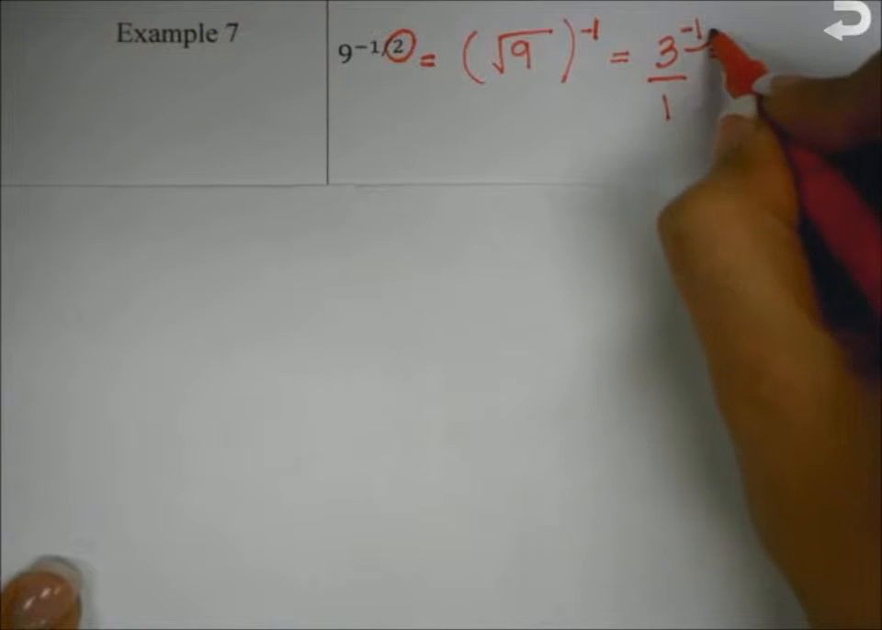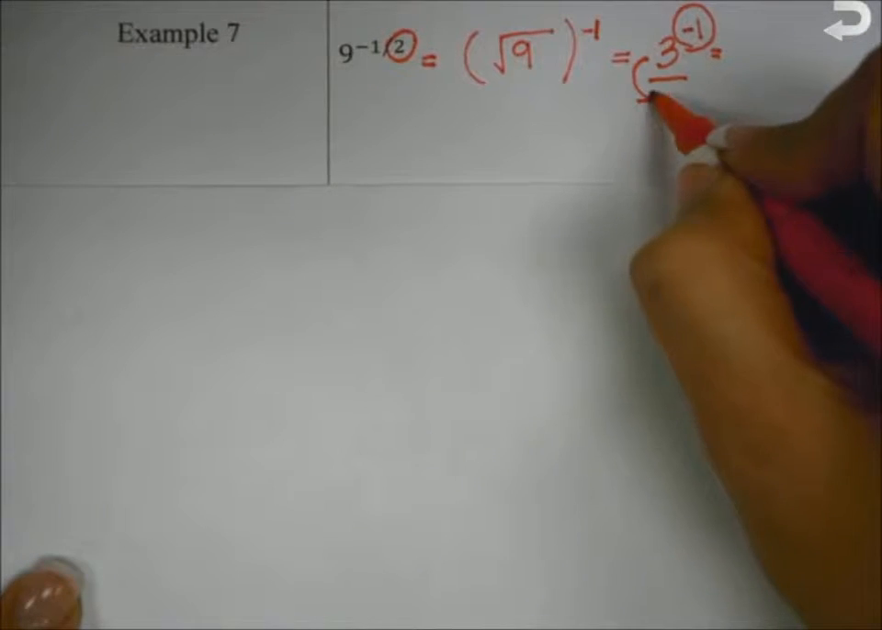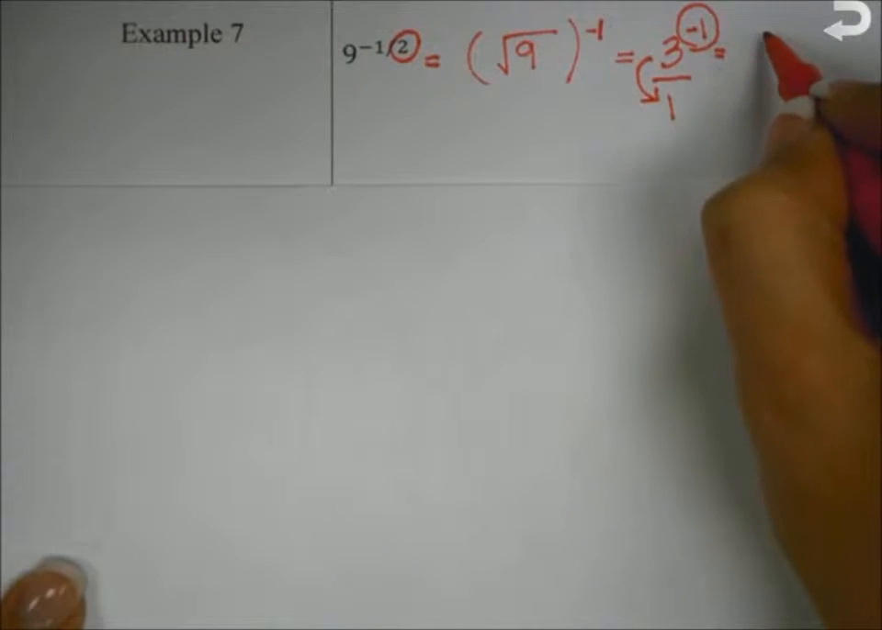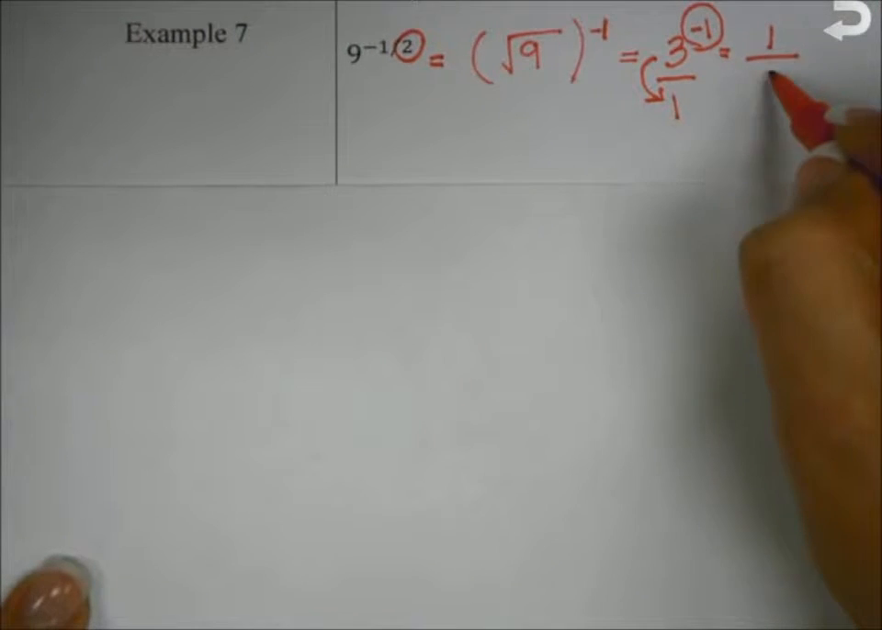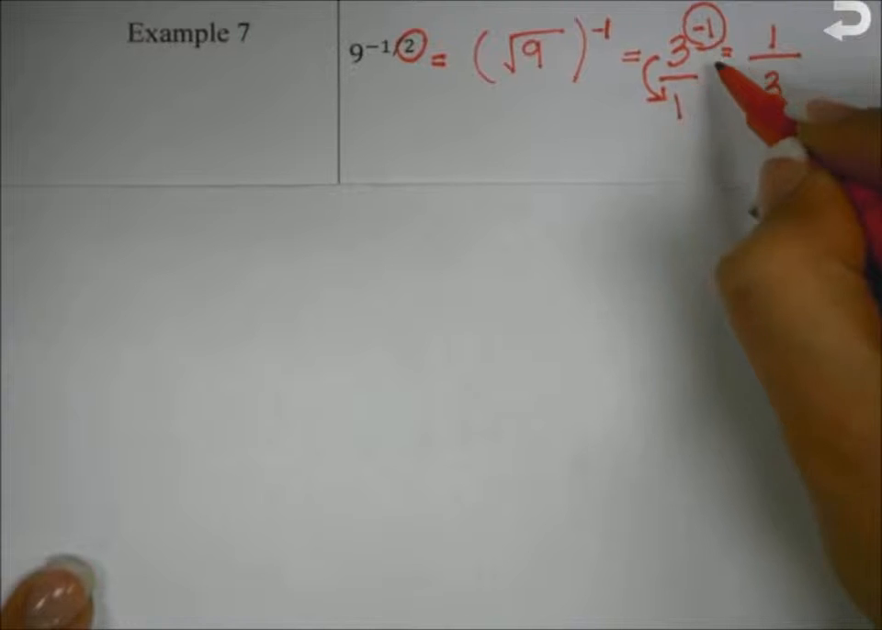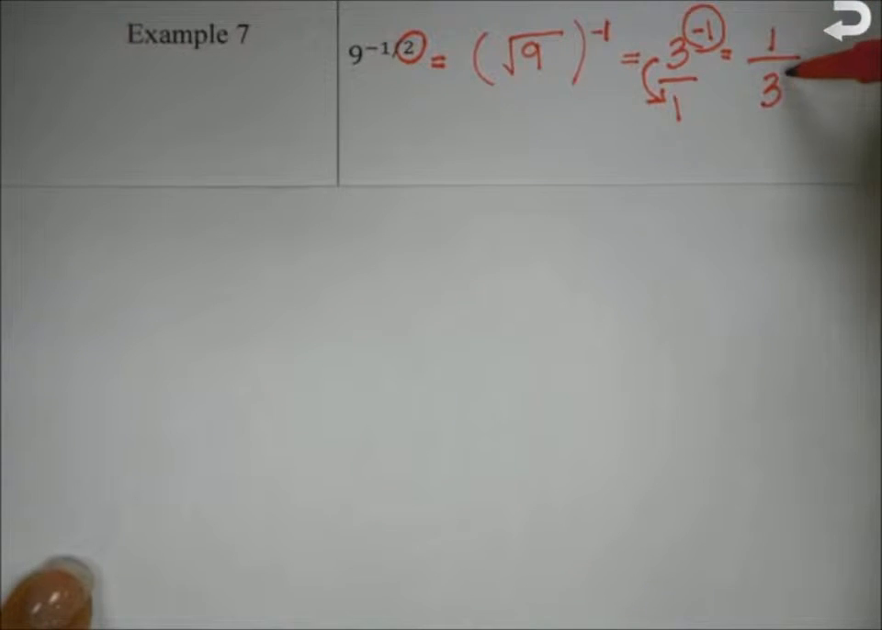So we need to make sure that we evaluate the radical first, and then we look at the exponent. Okay, so if we evaluate the radical first, it's going to make our lives a whole lot easier when we're looking at that negative exponent. So my answer for this one is just positive 1 over 3.